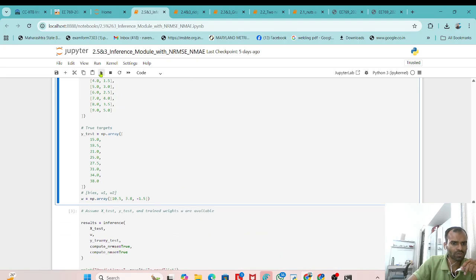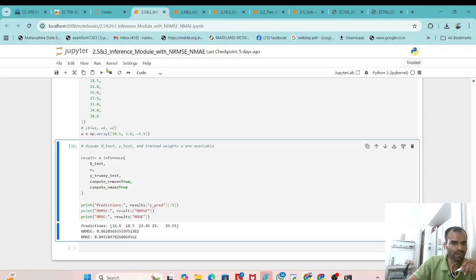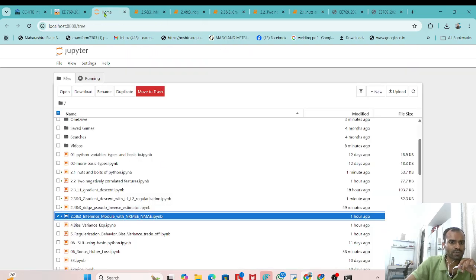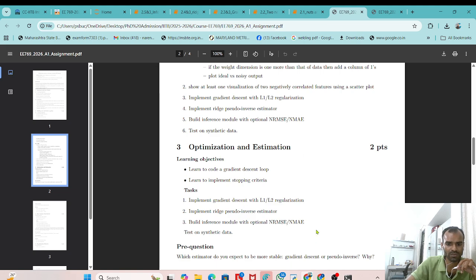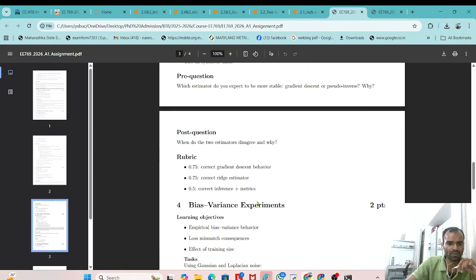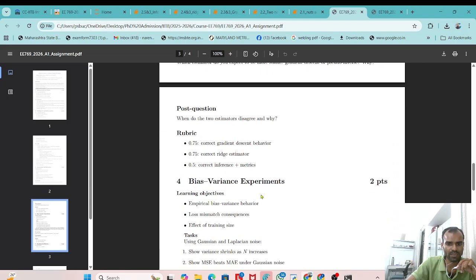Here we will get the data, right? This is the data, the prediction, and this is the data. Basically what we are doing is clear from it, the NRMSE and NMAE. Now let's move to the next question. So this is the optimization, and this part is over. Now we will move to the next, bias variance.